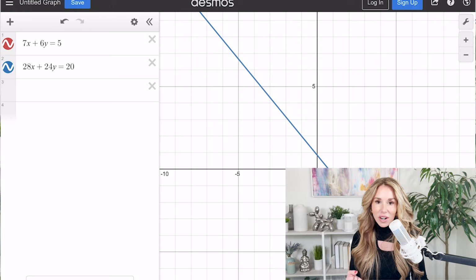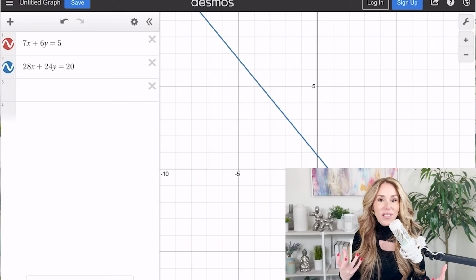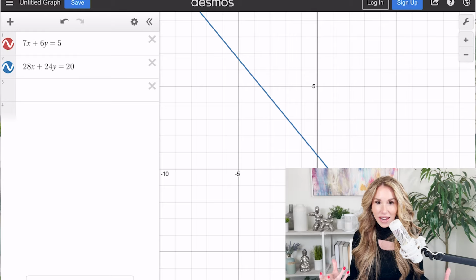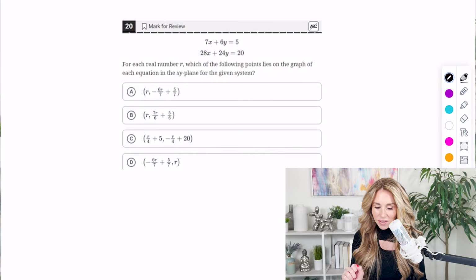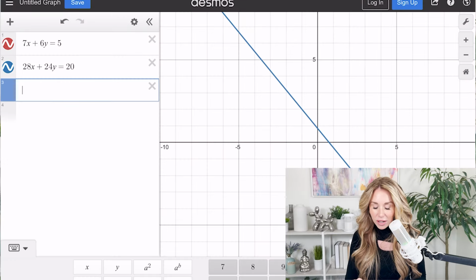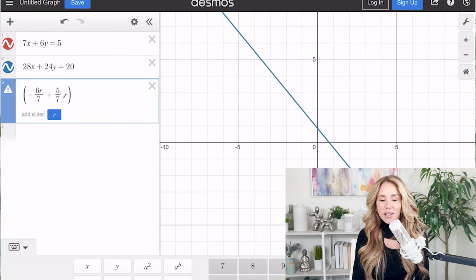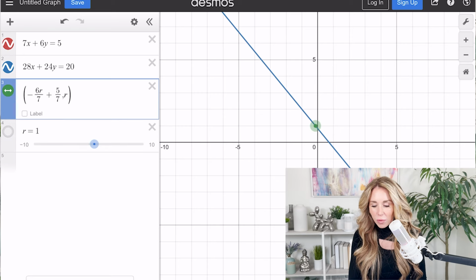I would recommend starting with answer choice D and working up from there because College Board typically likes to bury the answer at the end. So if we go back and we look at D, it's negative 6R over 7 plus 5 sevenths, comma R. Let's put that one in first. Now notice it says add a slider for R, which I just did. And when I move this slider, see how it goes on the line exactly?